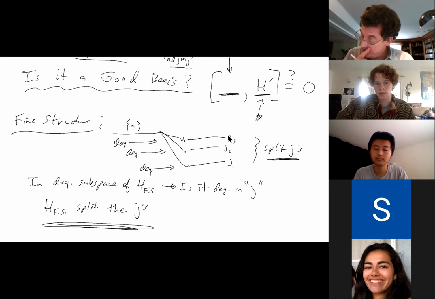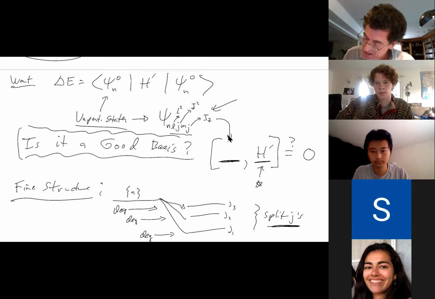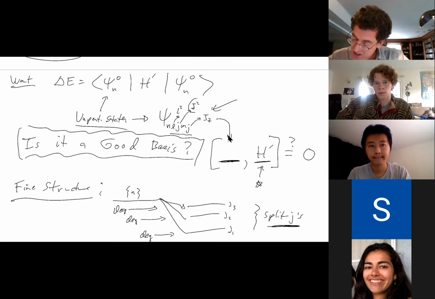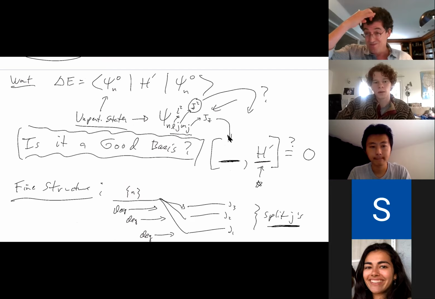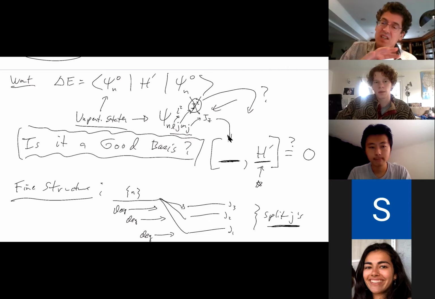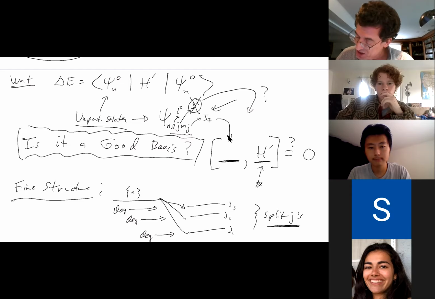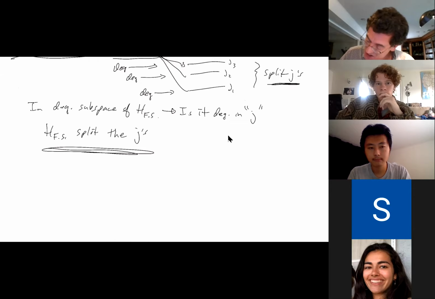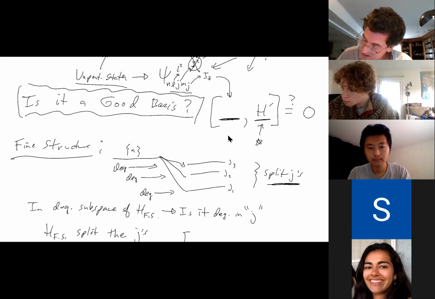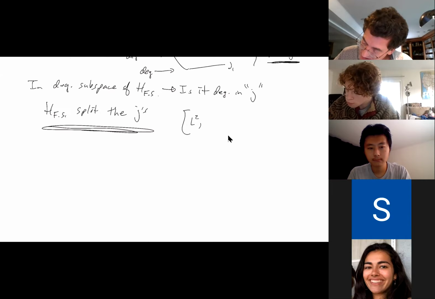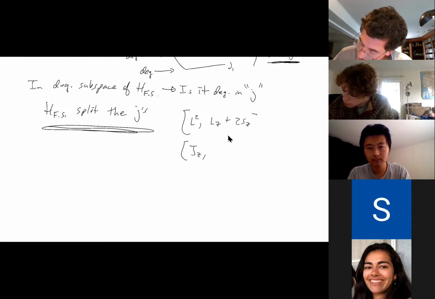This is a subtlety, but it's important. So when I go back here and ask, is it a good basis, do I have to worry about J squared? Do I stick J squared in there? No, that's right, I don't, because the degenerate subspace is not degenerate in J squared. I only worry about L squared and JZ. So the commutators we need to find are these ones: L squared and JZ, and I have to see if they commute with the Zeeman term, LZ plus 2SZ.